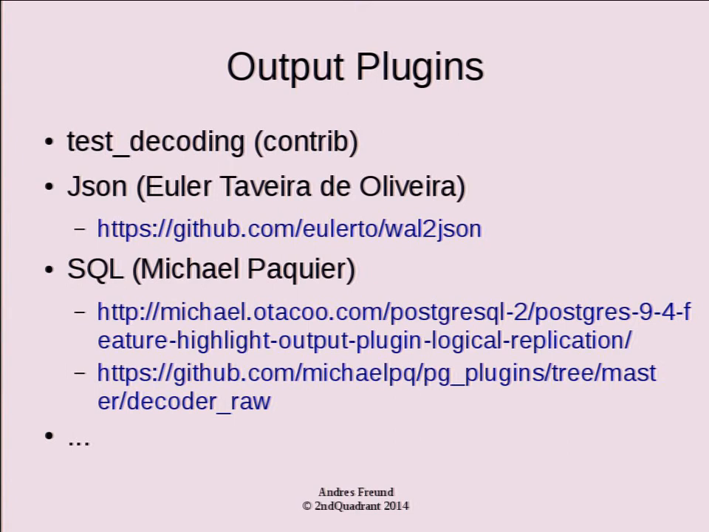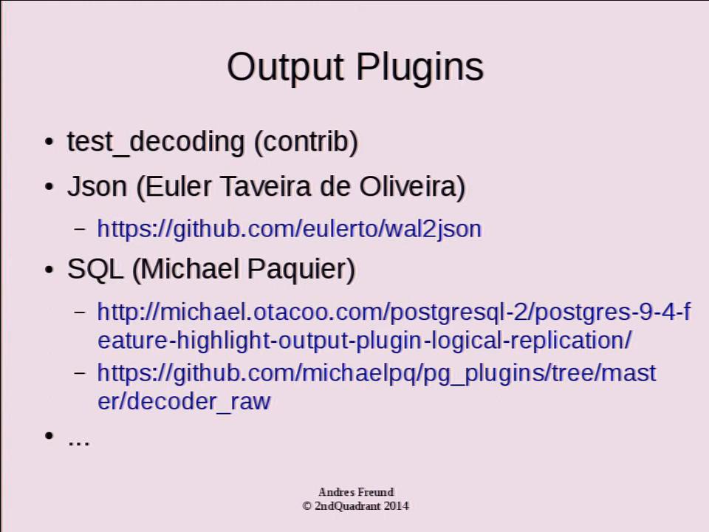And Michael Pakir, who is unfortunately not here, has written an output plugin that just does everything as SQL statements. So if you update a row, you get an update. But that means if you had originally one update statement updating the whole table, you now get one update statement for every single row because everything is row-based here.